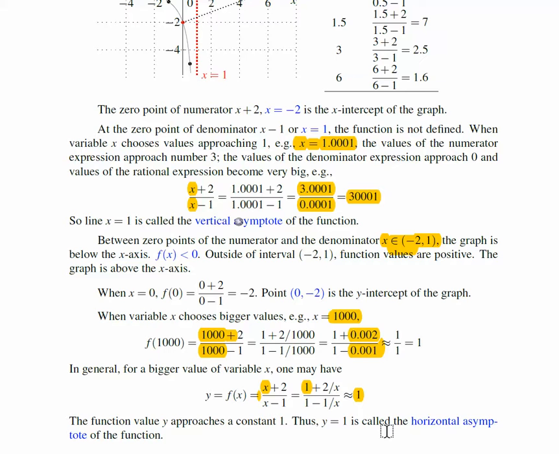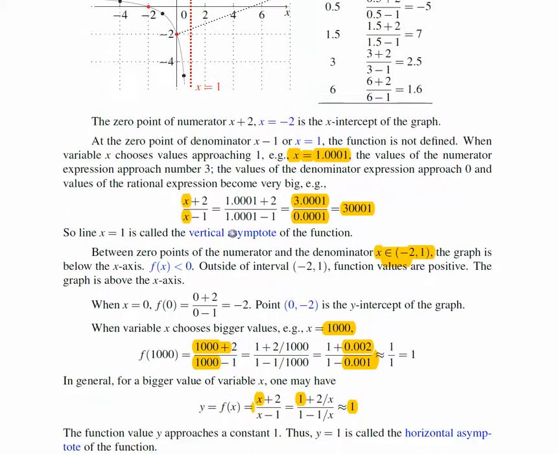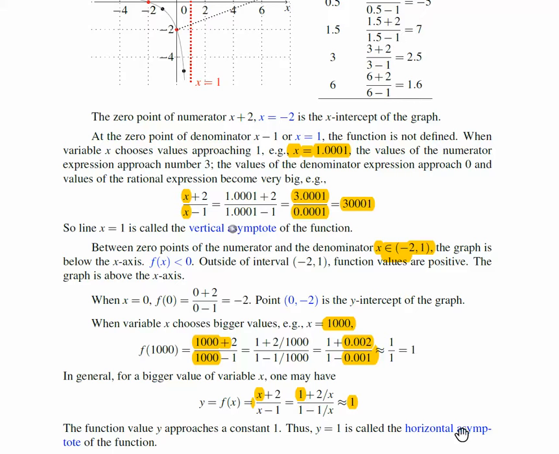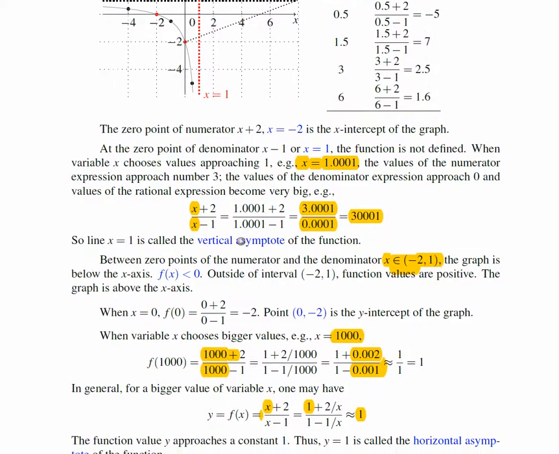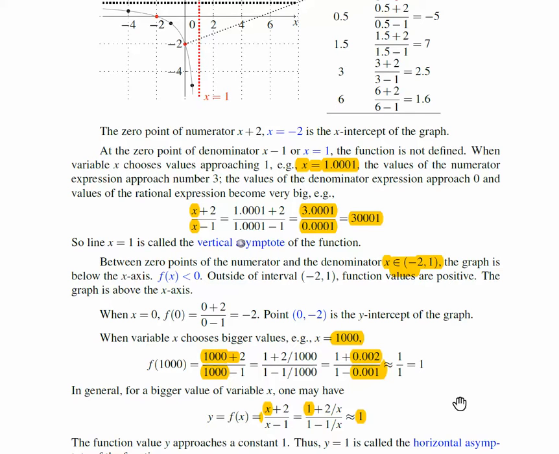Okay, so basically you click right here, horizontal asymptote, you click on that. This one disappears. I click one more time, this one shows up. See here, click, disappear, and click, shows up.